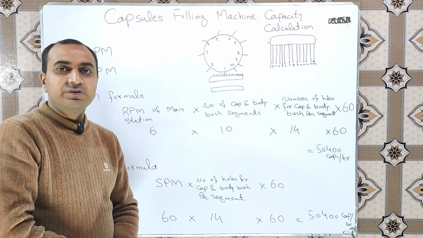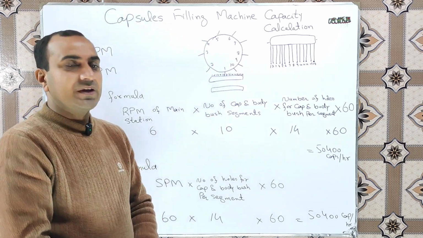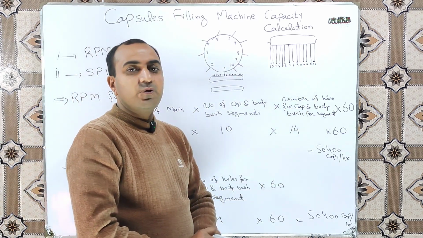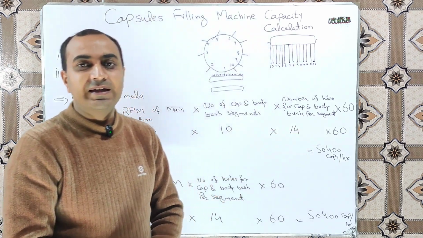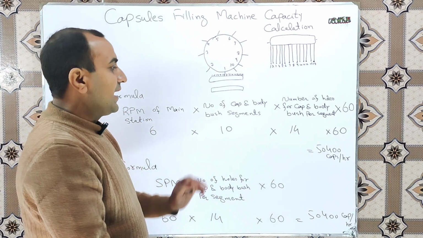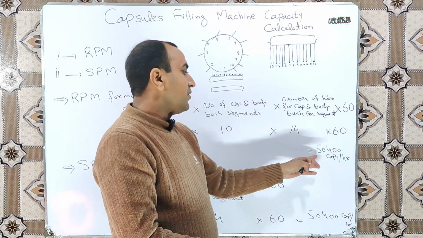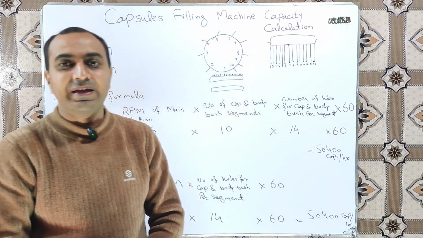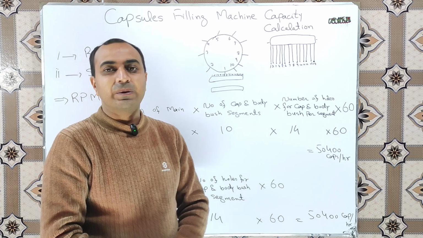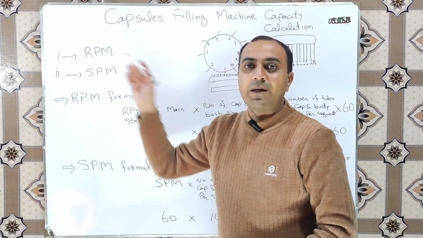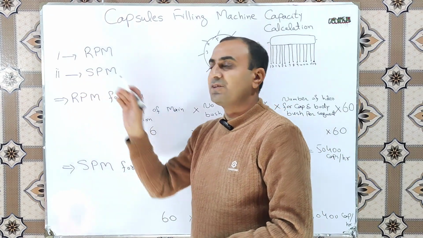So when we solve this statement, our RPM are 6, number of cap and body bush segments are 10, number of holes for cap and body bush per segment are 14. The answer will be 840 capsules per minute, and when we multiply 840 by 60, the answer will be 50,400 capsules per hour. So in this way we can calculate the capacity of capsule filling machine by using the RPM formula.